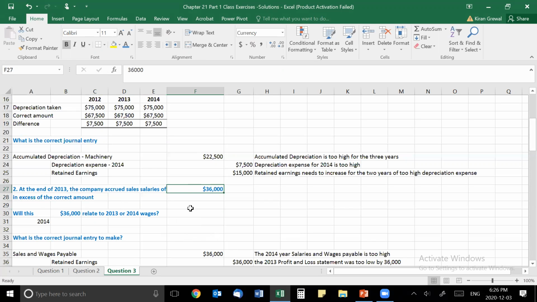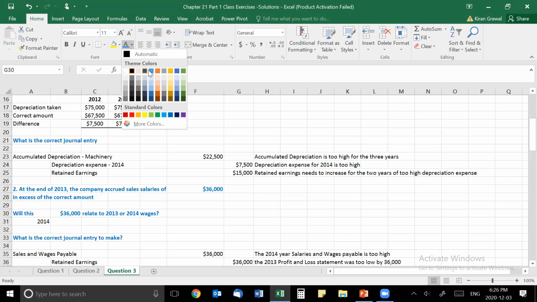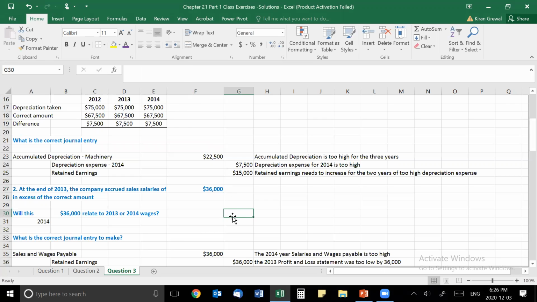Okay, so maybe we can write out what they did. So what they did was they would have debited, so when you do an accrual of sales salaries, you would debit salaries expense and you would credit salaries payable, right?